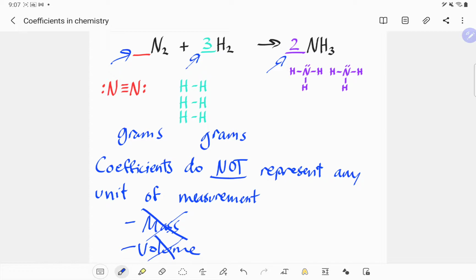So make sure that whenever we're thinking about these coefficients, we're thinking about them as really the number of molecules of something, whether that number be in the individual molecules, number of pairs of molecules, number of dozens of molecules, number of moles of molecules, where each mole represents 6.02 times 10 to the 23rd of molecules. Those are correct interpretations of what the coefficients represent. Things like grams are definitely not, so do not get that confused.